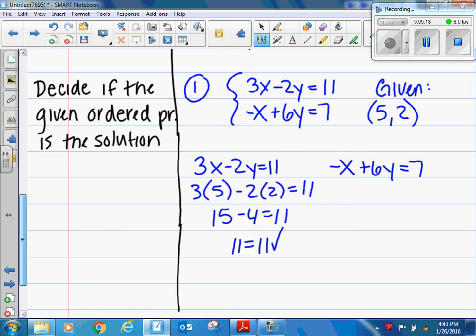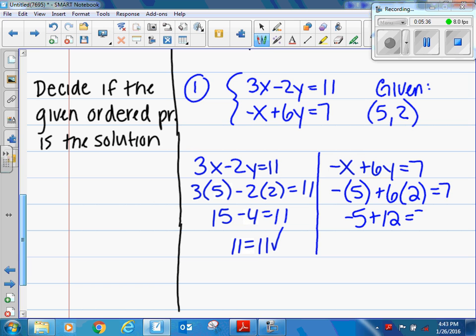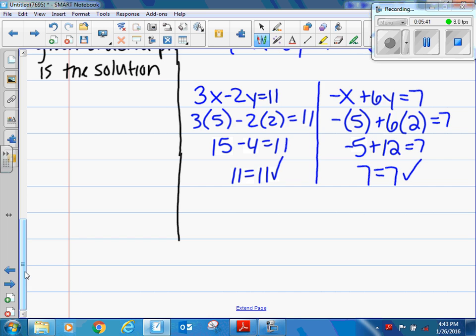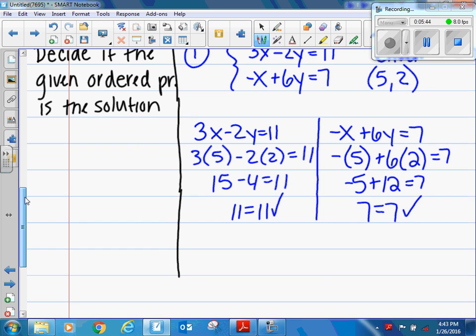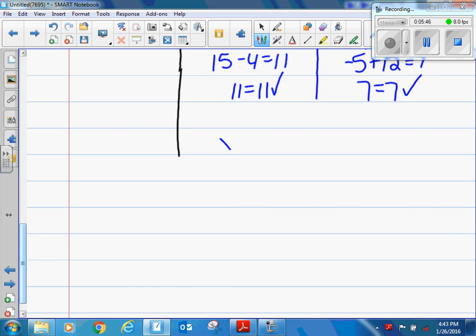You cannot stop there. This ordered pair has to be the solution to both of these. So you have to go ahead and do this one also. So negative 5 plus 6 times 2 equals 7. Negative 5 plus 12 equals 7. 7 equals 7. So that is true also. So your answer to this question, is the given ordered pair a solution, would be yes. It is a solution, or you can just write yes if that's what the question is asking for.